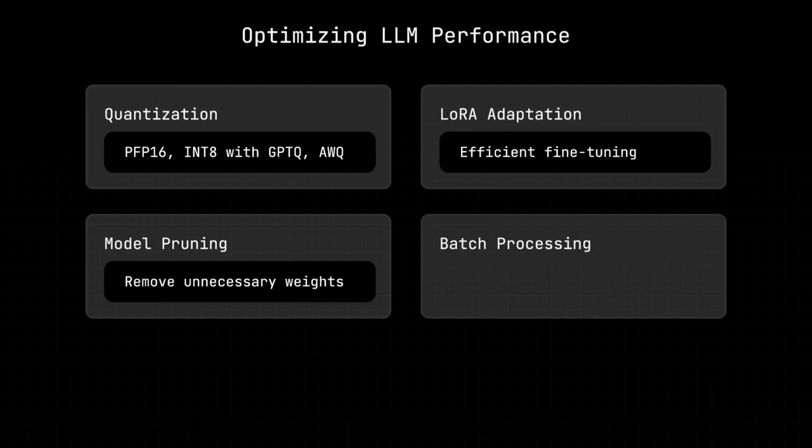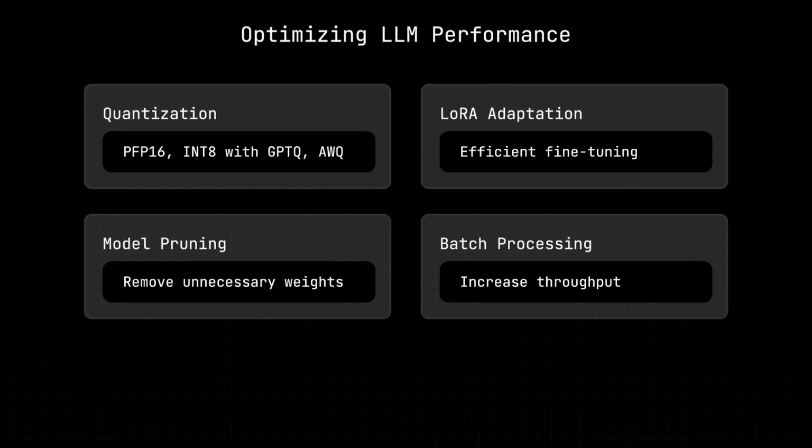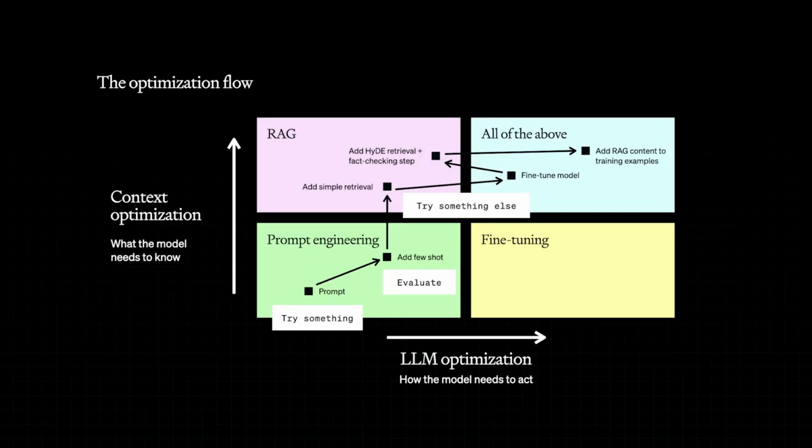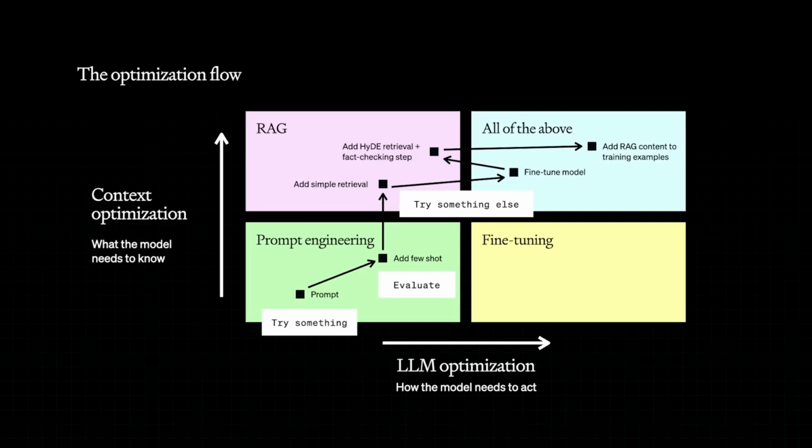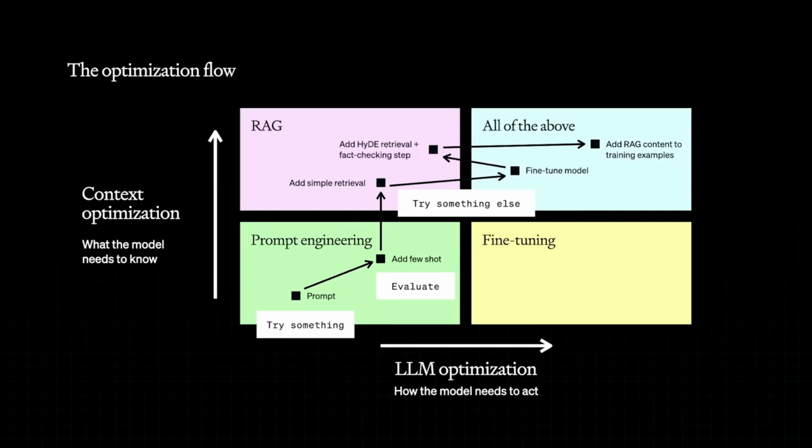Batch processing. By processing multiple inputs simultaneously, you can significantly increase throughput. Frameworks like vLLM and DeepSpeed are designed to handle batch processing efficiently. Optimizing these aspects ensures your model not only performs well in benchmarks, but also meets the demands of real-world applications in production.